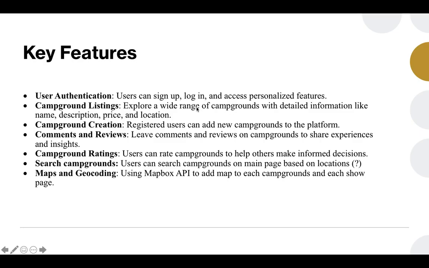So, key features. For YelpCamp, there are a few key features. The first one is user authentication. Users can sign up, log in, and access their personal features. And campgrounds listing: explore a wide range of campgrounds with detailed information like name, description, price, and location.